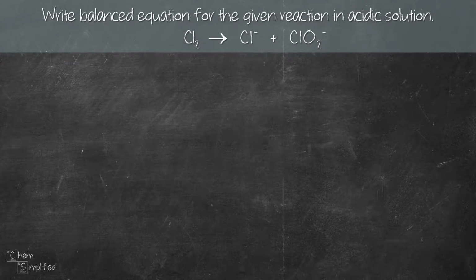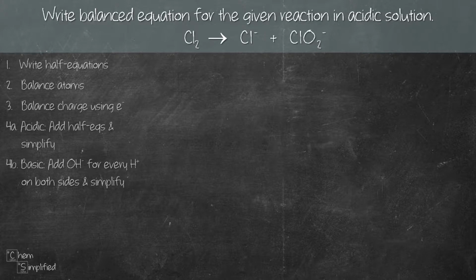We're going to write a balanced equation for the given redox reaction in acidic solution using 4 simple steps. If you're looking for basic condition, do stick around as it only takes one extra step and we'll get to it at the end.